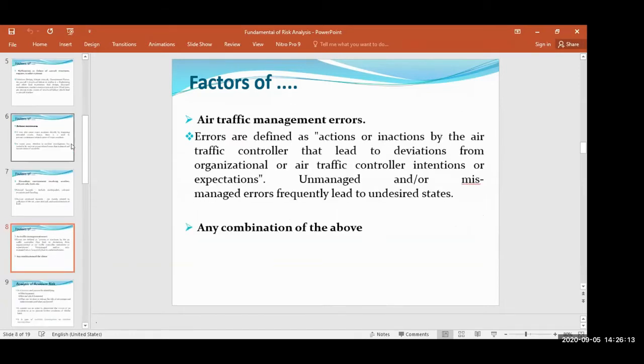The other one is air traffic management errors. This is also an error, a defined action or incident by an air traffic controller that leads to deviation from organizational or air traffic controller intention or expectation. Unmanaged or mismanaged error frequently leads to an undesired status. So any combination of the above is also a factor of accident risks.